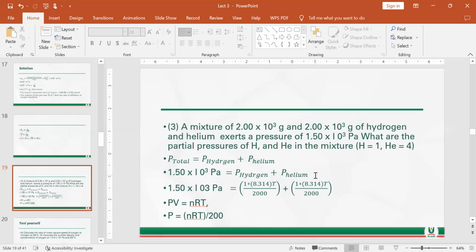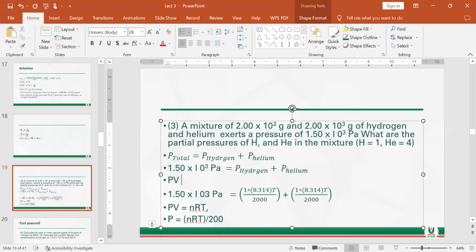Now, we know that pressure will be equal to nRT all over V. If you look at the gas law, PV is equal to nRT. A partial pressure will therefore be P equal to nRT all over volume. So we can now see that the partial pressure for hydrogen will be equal to nRT. n is the number of moles. It was only 1 mole. R is 8.314, and T is the temperature, all over volume. The volume was given here as 2,000 meters cubed. The same thing with helium, and the number of moles is 1. The gas constant is here, the temperature is here, and this is also given here.